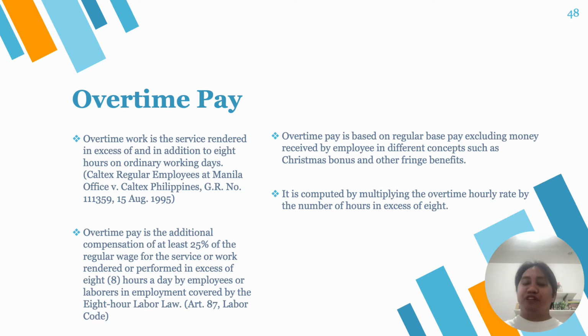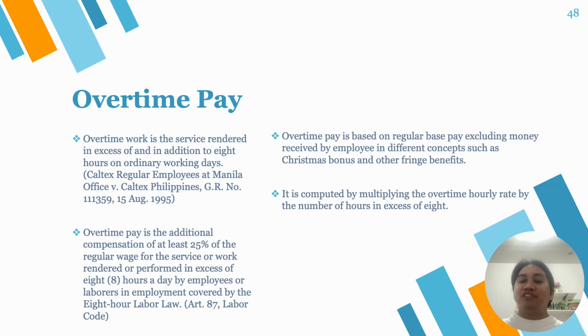So how do we compute for the hourly rate? We go back now, class, to the computation of our daily rate. When you compute for the daily rate, you divide it by the number of work hours. So for example, if the daily rate was 1,450, you divide it by 8 hours, then you will come up with the hourly rate.